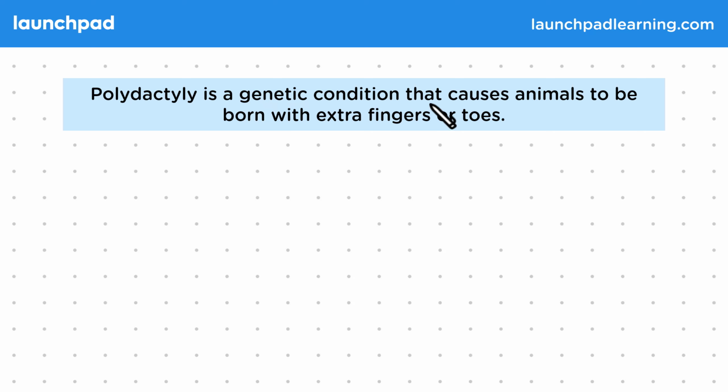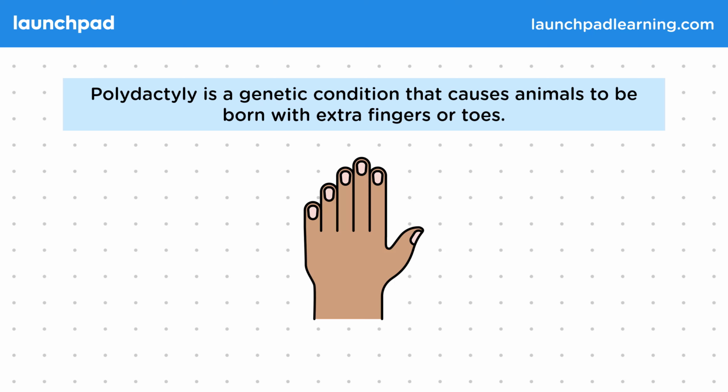Polydactyly is a genetic condition that causes animals to be born with extra fingers or toes. In this diagram, you can see that the hand has an extra finger. There are 6 digits instead of the usual 5. We can call this a limb difference, and sometimes, but not always, the extra fingers or toes may be removed if they're troublesome.